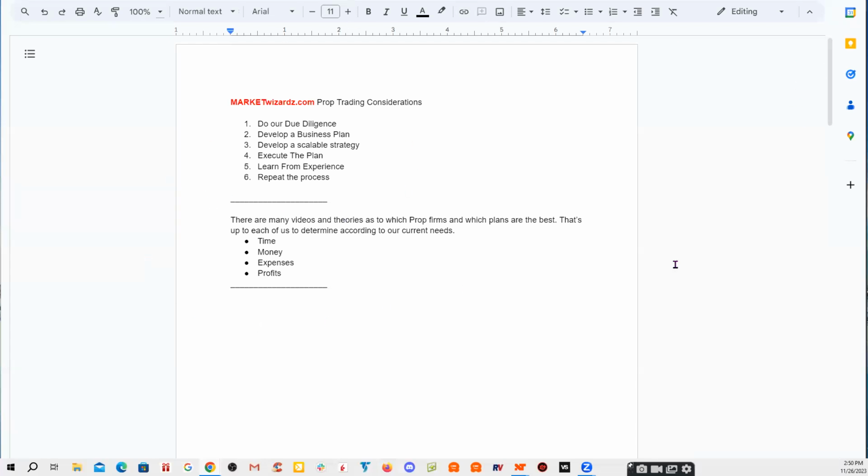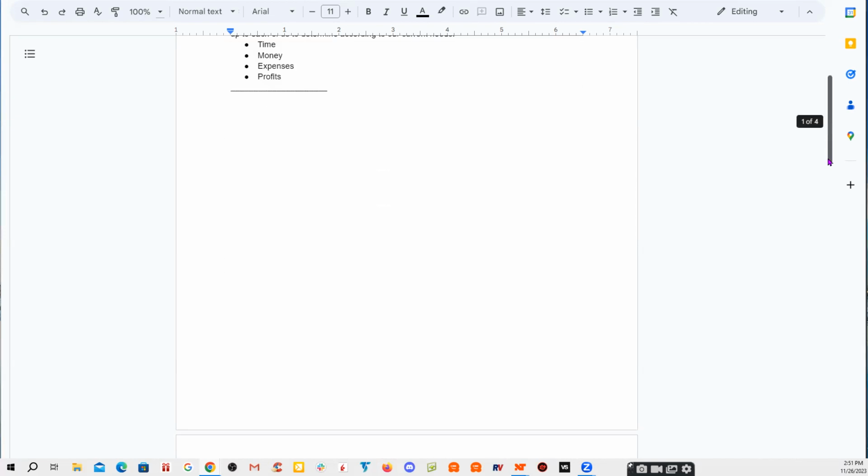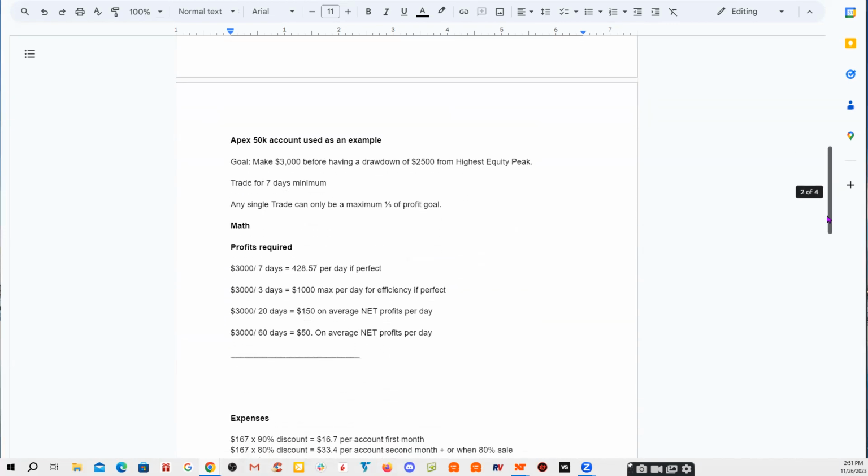All right, let's move along to the math part. And using our assumptions, the goal is to make 3,000 before having a drawdown from our highest equity peak. Be aware of that. That's a consideration. You must trade for at least 7 days minimum, and any single trade typically can only be a maximum of 1/3 of the profit goal.